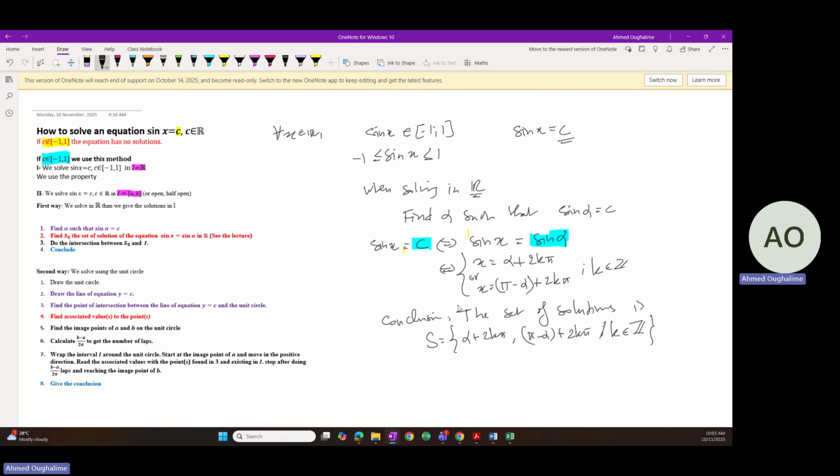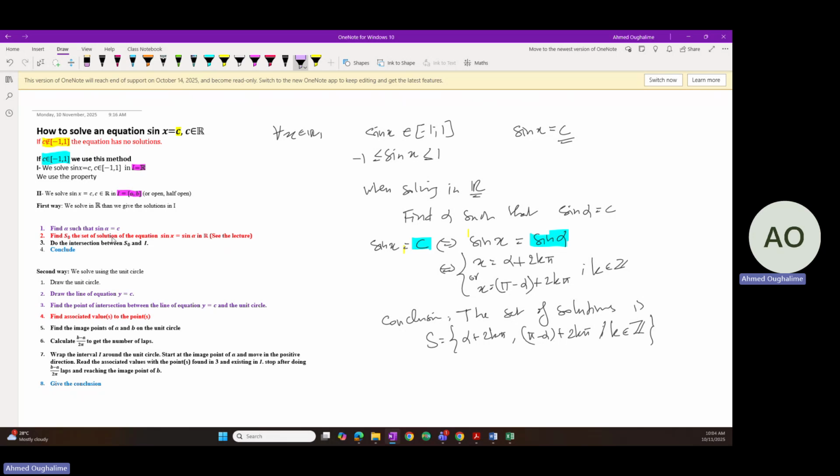It's quite straightforward. Now, when it comes to solving in some specific intervals, let's say we want to solve the same equation, but in the interval from a to b. Let's say open or half open, it depends on whatever is the case. This is just an example here. So we would have two ways to do it.